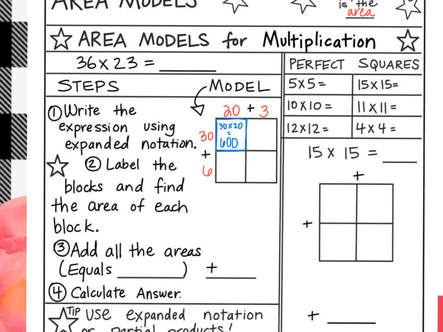Okay, now if I want to find the area of this square over here, I'm looking at the 30, but I'm also looking at the 3. So 30 times 3, which is how much? 90. Very good, smarty pants.